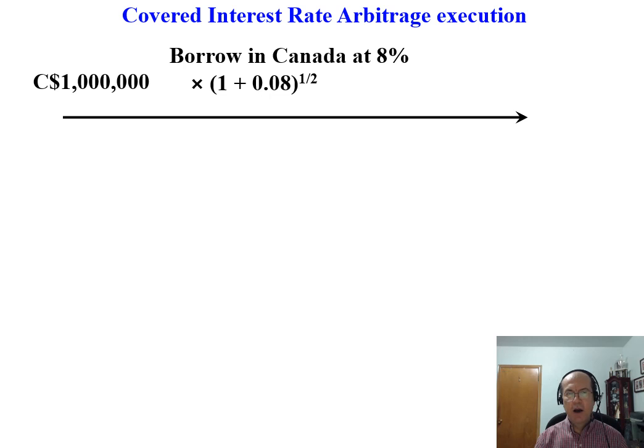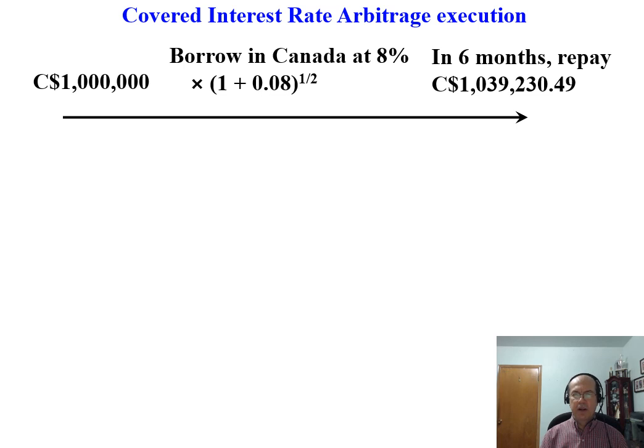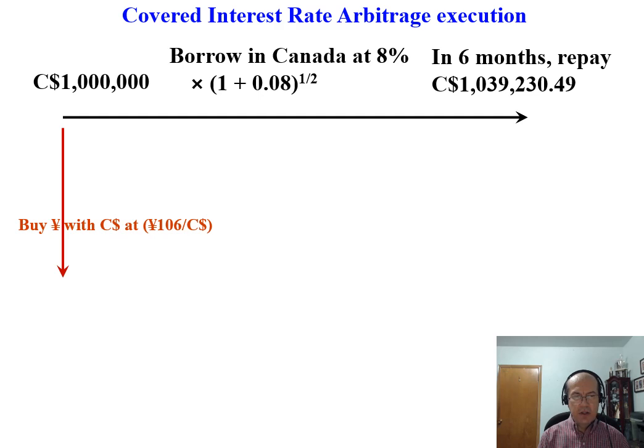As a result, how much money will the trader owe in 6 months? In 6 months, the trader will need to repay 1,039,230.49 Canadian dollars. So at time 0, the trader borrows 1 million Canadian dollars and immediately converts these Canadian dollars into Japanese yen by using the spot exchange rate, at which a trader can buy 106 Japanese yen with 1 Canadian dollar.